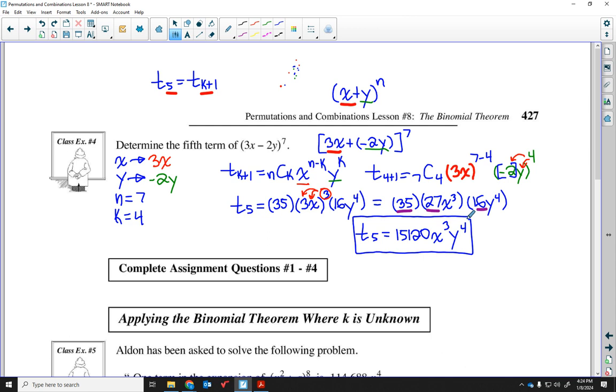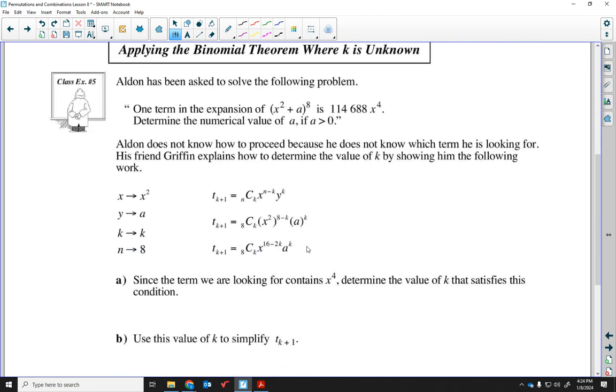Now, we're going to look at problems that start to get a bit more complicated because they're not always going to be as simple as just figuring out what term 5 or term 3 is. There's going to be other information that is unknown, and we're going to have to use a bit of logical reasoning to figure out what the unknown values are. Okay, so it tells us this. It says one term in the expansion of x squared plus a all to the power of 8 is 114,688 x to the power of 4.